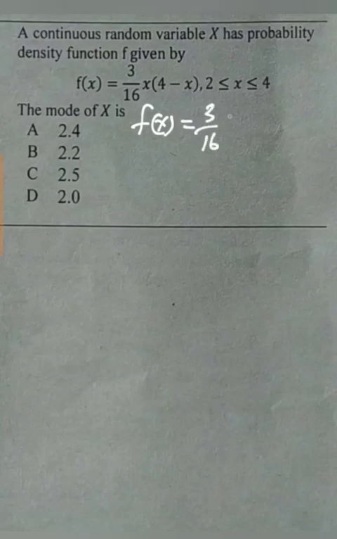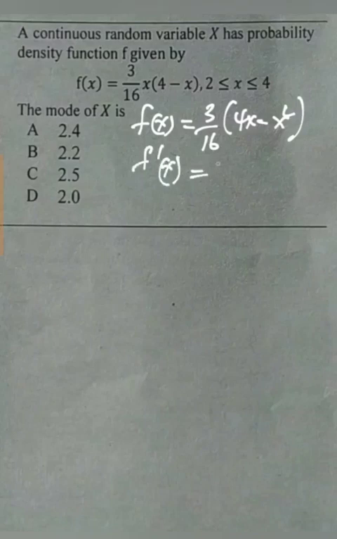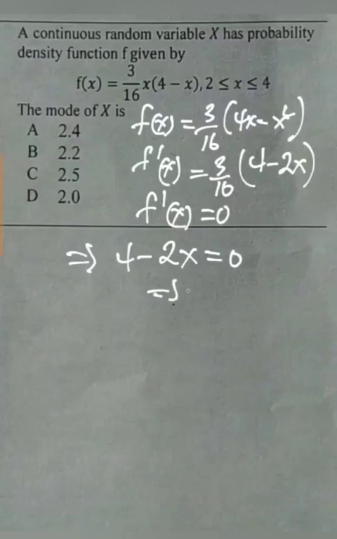f of x is supposed to be 3 over 16 into 4x minus x squared. In order to get the value of x for which f of x is maximum, I find f prime of x, which corresponds to 3 all over 16. Differentiating the bracket there, I have 4 minus 2x, and f of x will be maximum where f prime of x equals 0. So we get 4 minus 2x equals 0, giving x as 2.